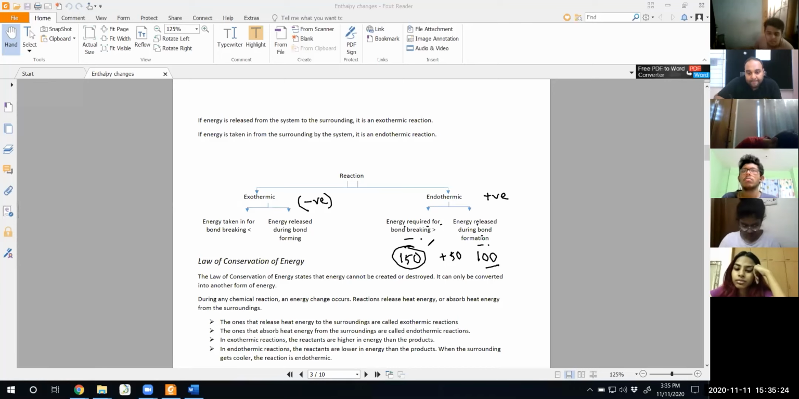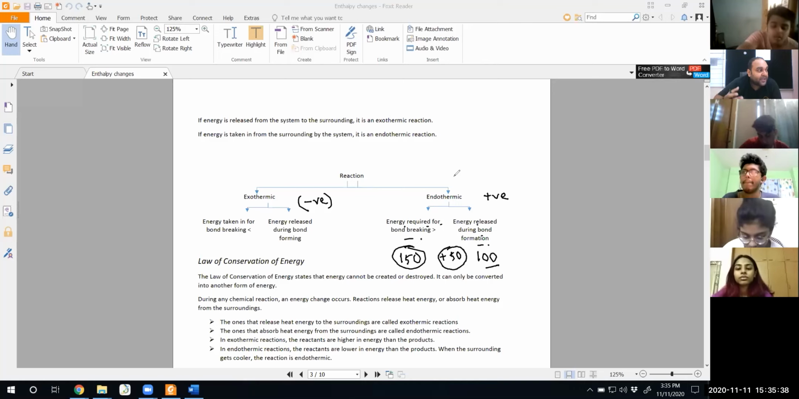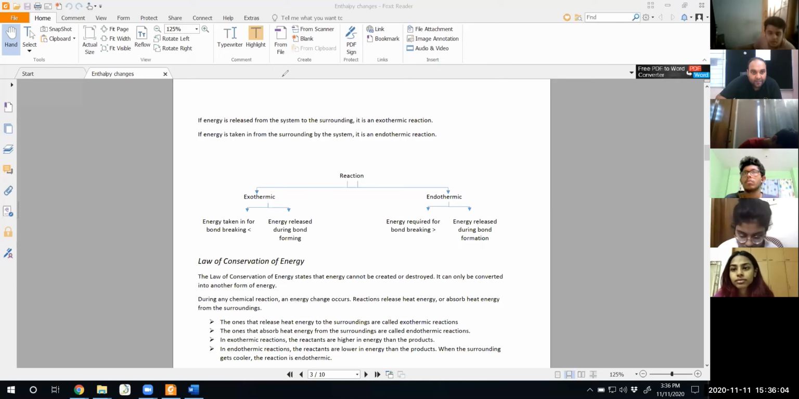So where would we get this extra energy from? From the surrounding, right? And how do we get this energy from the surrounding? From a heat source. In the lab, how do we provide heat? Using a Bunsen burner, using a water bath, right? These are all part of the surrounding.